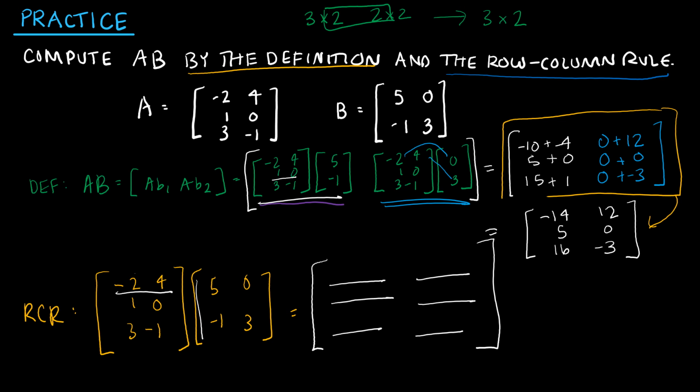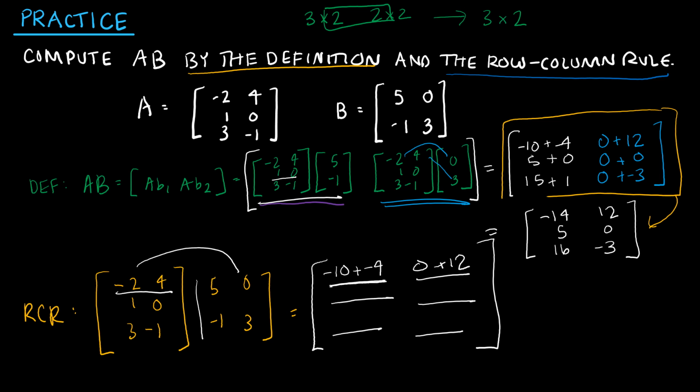So negative 2 times 5 is negative 10. 4 times negative 1 is negative 4. And that was first row times first column, and notice that's where my results went, the first row and first column. And now I'm taking my first row times my second column, so negative 2 times 0, 4 times 3.